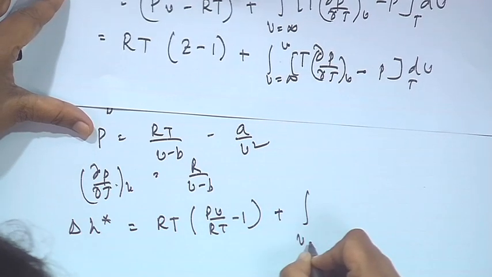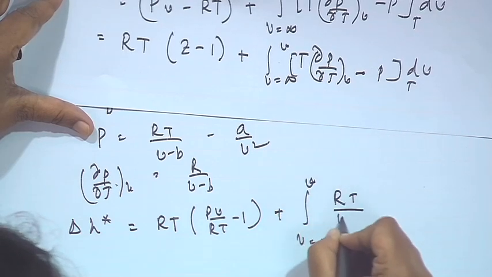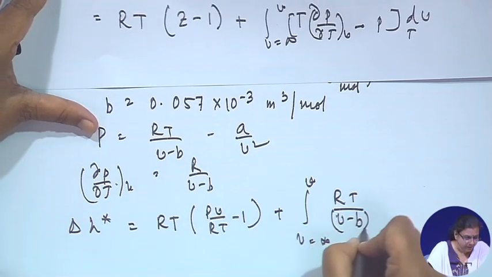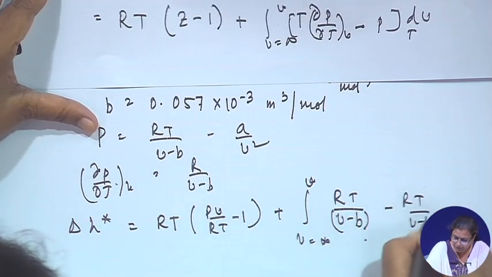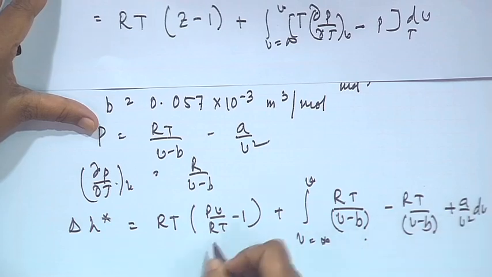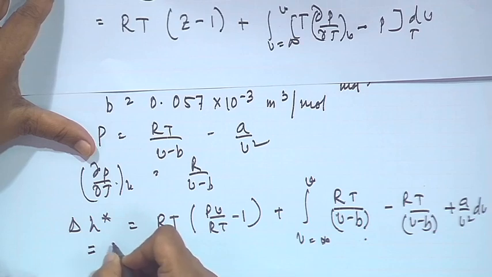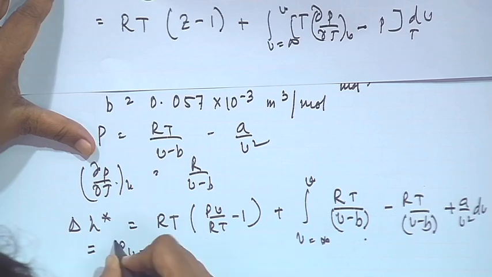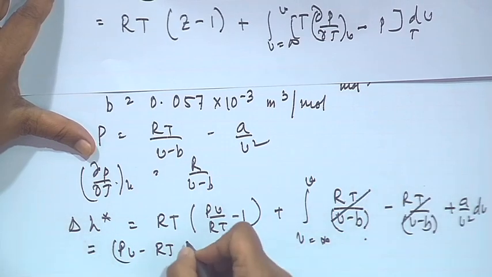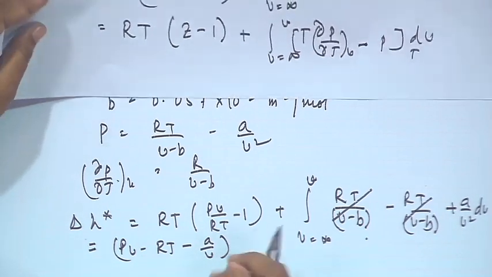You get integral V equals infinity to V of RT by V minus B from here, minus again RT by V minus B plus A by V square dV, fine, for V equals V to infinity. From here what do we get? RT cancels out. So, you get PV minus RT, and here these two cancel out. So, therefore, minus A by V. You just make the necessary substitutions and you are going to get the answer for this particular equation.